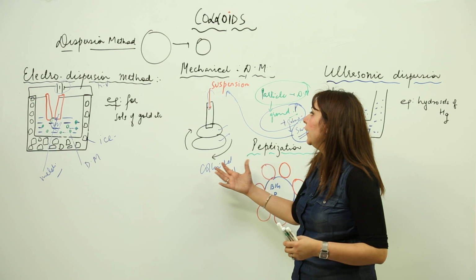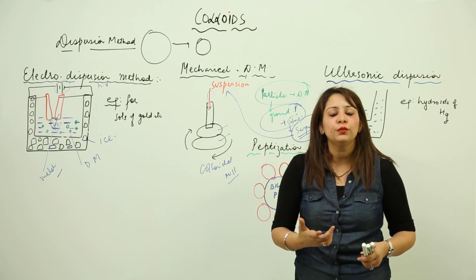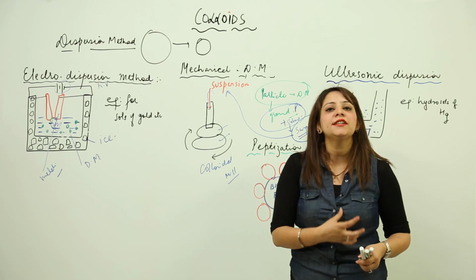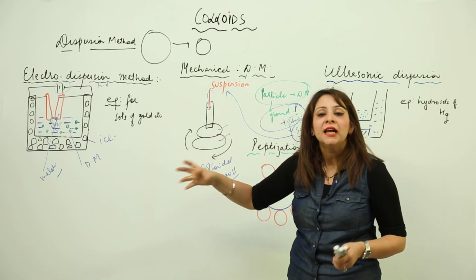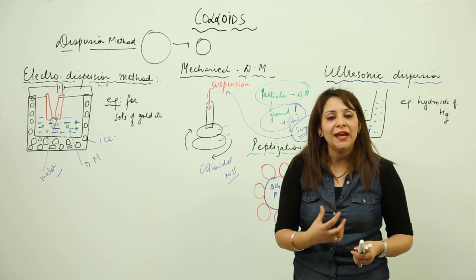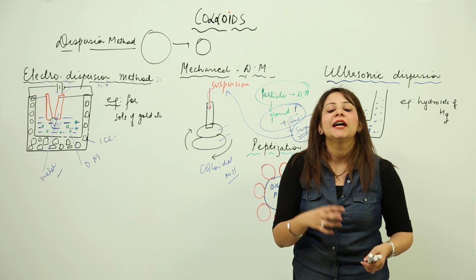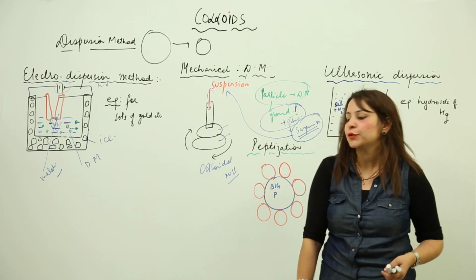So this is how we can prepare the colloidal solution by using a colloidal mill. First, you have to grind the particles and then put them in solvent in order to form the suspension. Then pour the suspension into a colloidal mill, and because the discs are continuously rotating, they will further grind the particles into finer particles that will fall under the range of colloidal particles. So this is what we have, the mechanical dispersion.